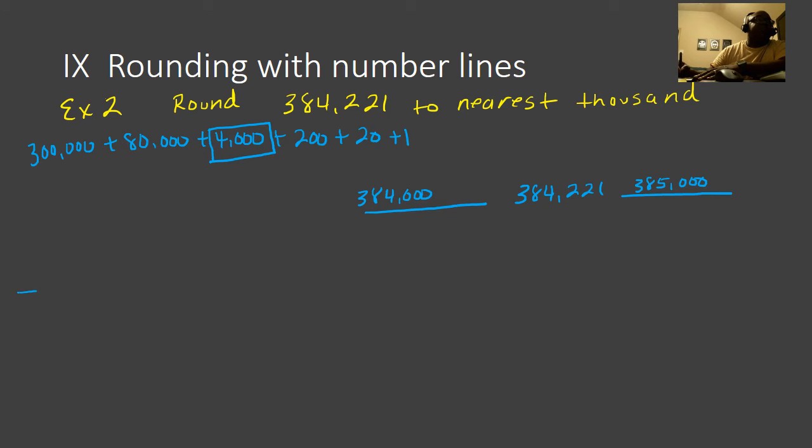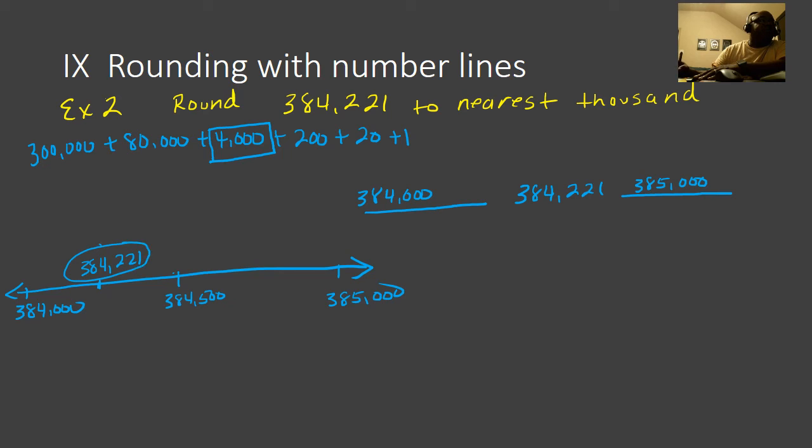I'll make my number line. Since I'm making a thousands number line, I'm going to count by hundreds to find my midpoint: 384,500. And so 384,221 would be about right here. Circle it. Arrow over. My answer statement: 384,221 rounds down to 384,000.